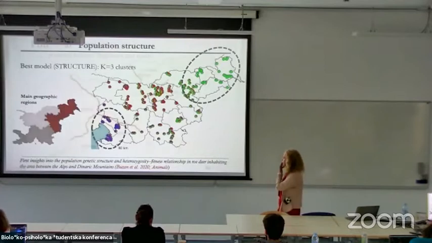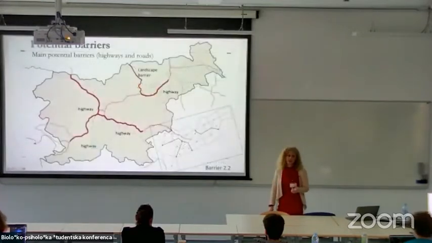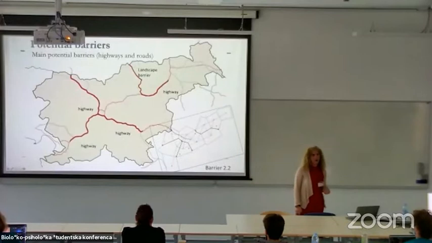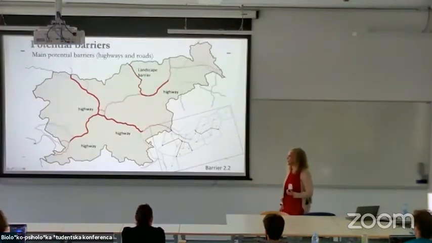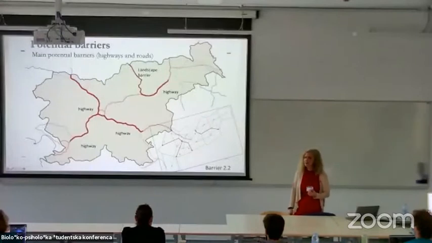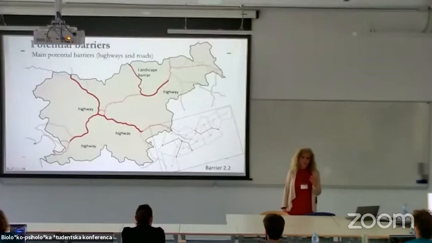And we also published this last year. What was even more interesting? Whenever you're studying a common species, it's a really good model species. The roe deer is a really good model species for testing potential barriers in the landscape, so to test natural barriers and anthropogenic barriers.